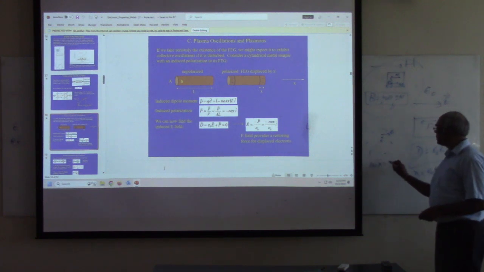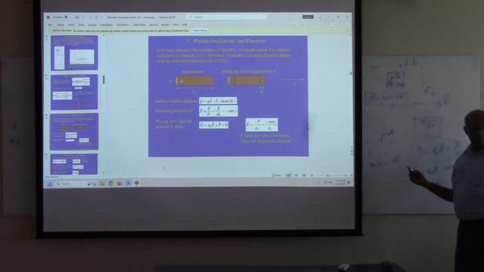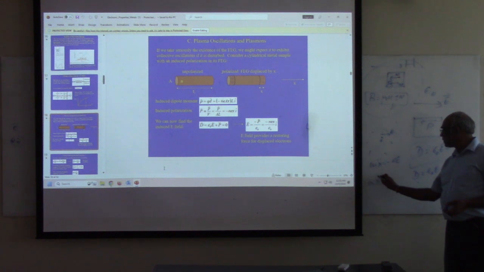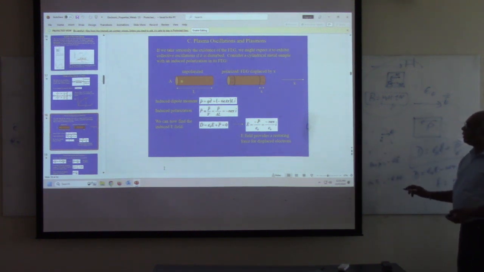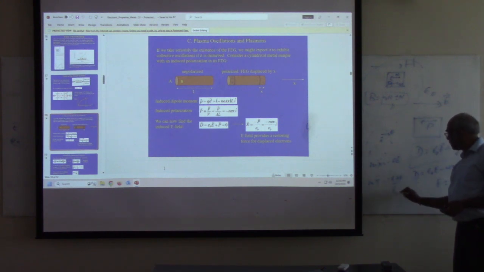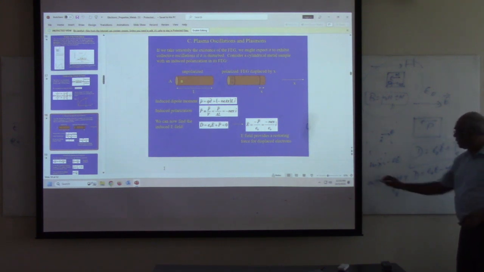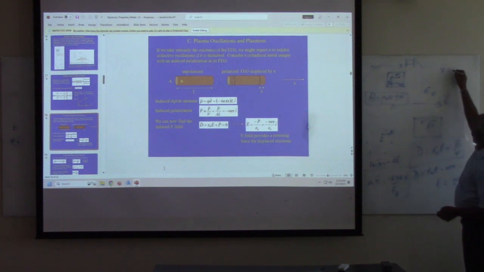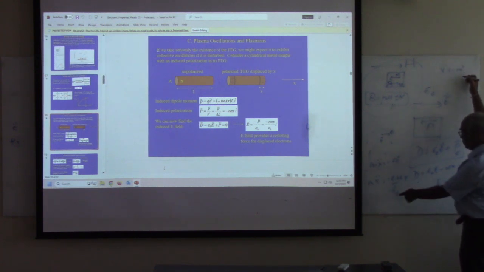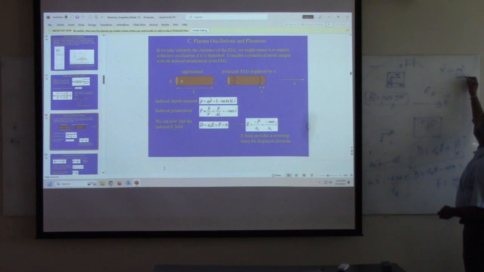m x double dot equals minus e times E, right? So then what do you get? m x double dot equals minus e times E, which now is N e over epsilon 0 times x. If you write this one, I can write x double dot equals minus N e squared over m epsilon 0 times x.